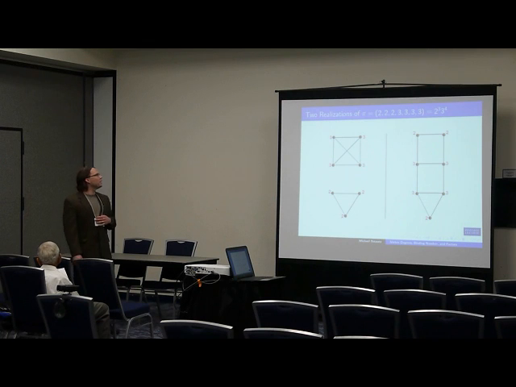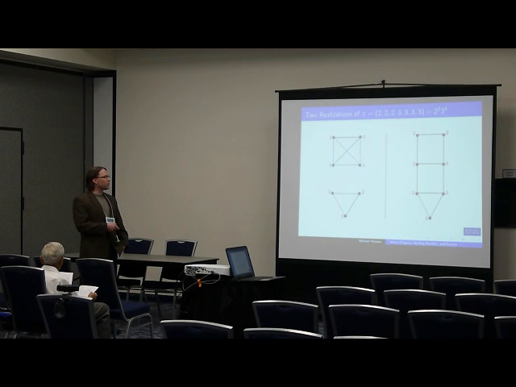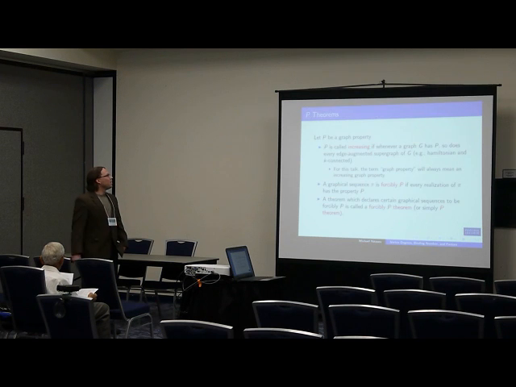For example, here is a specified degree sequence, 2223333, or in the alternate notation with exponents to indicate the number of times that degree appears. The realizations are not unique. These two are clearly different realizations because one is disconnected, the other is connected. So that would be a graphical sequence.